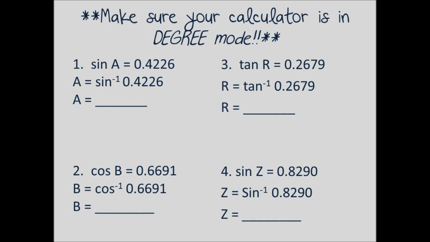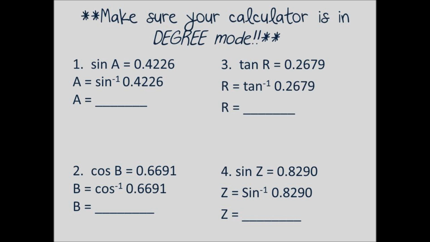Make sure your calculator is set to degree mode. The first example says sine A equals 0.4226. If I want to find what that angle measure is, what A is, I'm going to hit second sine, that gives me sine to the -1 of 0.4226. It's the inverse. And so what I'm looking at is A equaling what? In your calculator, you should have got 25. The A value should be 25 degrees.